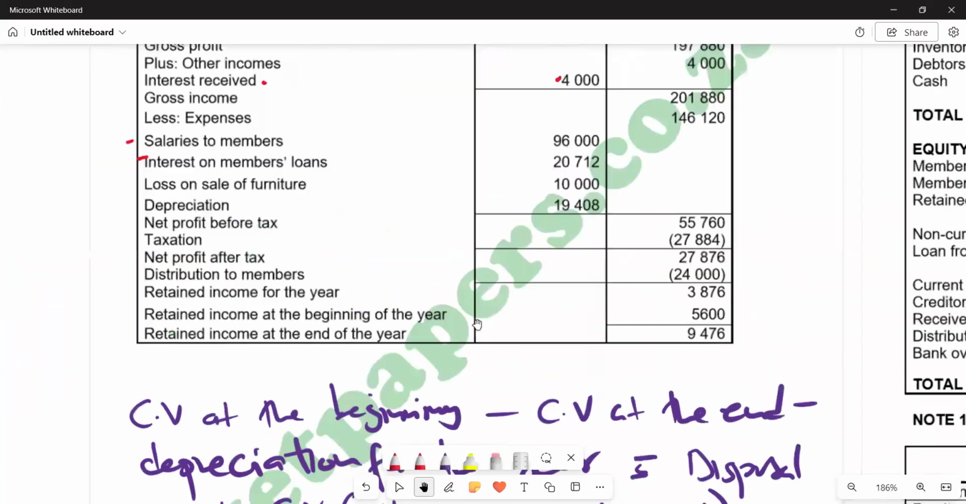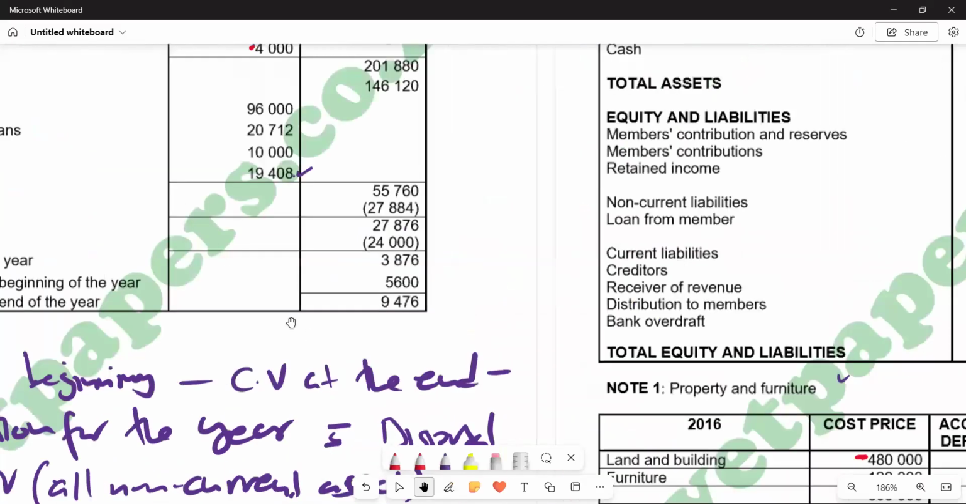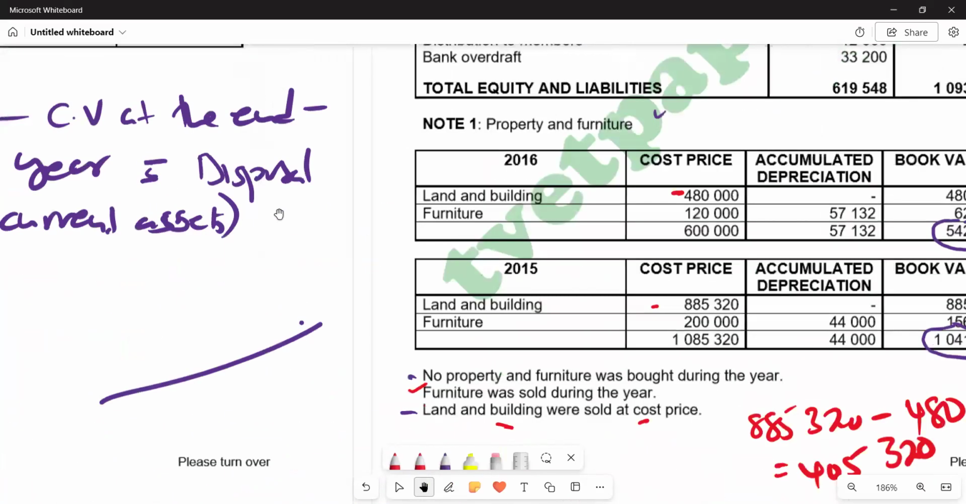which we get in the statement of comprehensive income, which is here. Our depreciation for the year is this one. We're going to subtract it again, which is 19,408. And then you get the total disposal at carrying value. Then from there, we can find the disposal of our furniture.